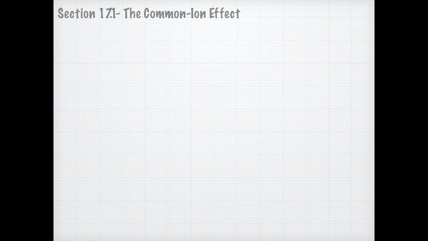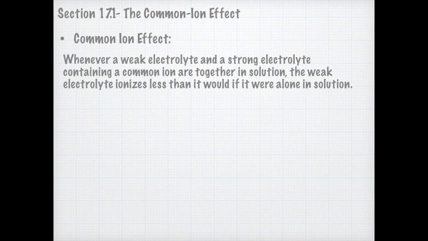The last concept is one that is simply going to add a tiny bit of additional information for you to know. So what the common ion effect tells you is that whenever you have a weak electrolyte and a strong electrolyte containing a common ion, the weak electrolyte is going to ionize less than if it were alone in solution. Meaning, for example, if I have hydrofluoric acid and I already have fluoride ions in solution, those being the strong electrolyte, when I'm trying to dissolve and dissociate the hydrofluoric acid, it's not going to dissociate as much. It's going to ionize less.